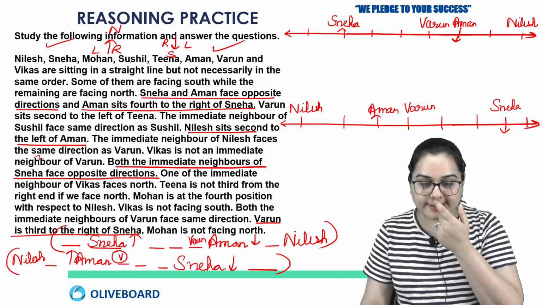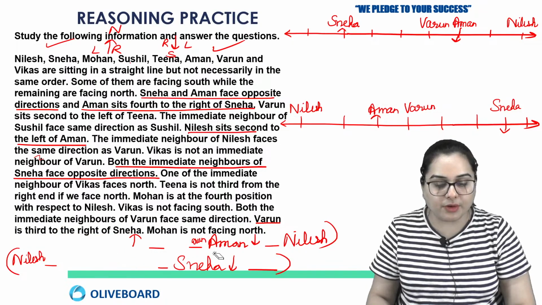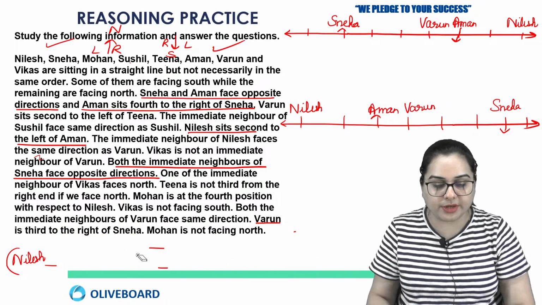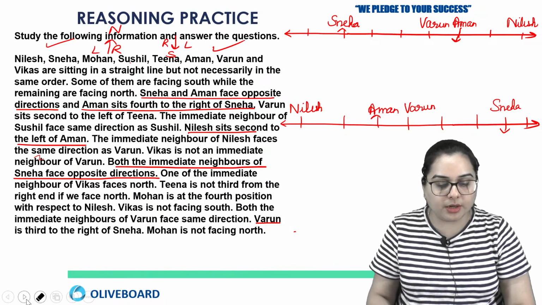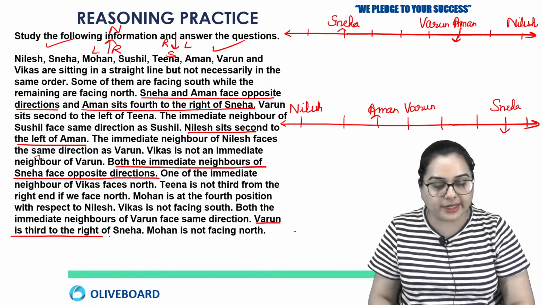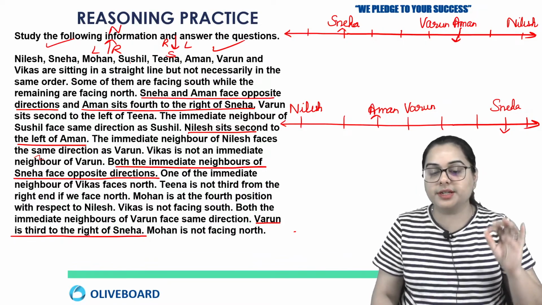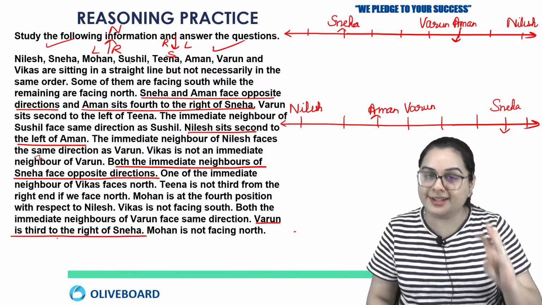Okay, so next thing, now we are just going to connect the lines, because we have already made some solution. We have already started with the row. Now we are going to pick the lines which can be connected with my solution. So underlined lines have already been used. Now let us find any information which is related to Nilesh, Aman, Varun and Sneha.